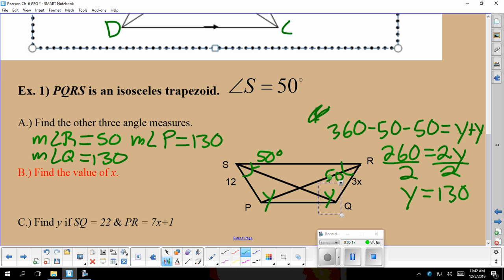Next, find the value of x. These guys are congruent. 3x equals 12. X equals 4. Isosceles trapezoid means that those legs are congruent.